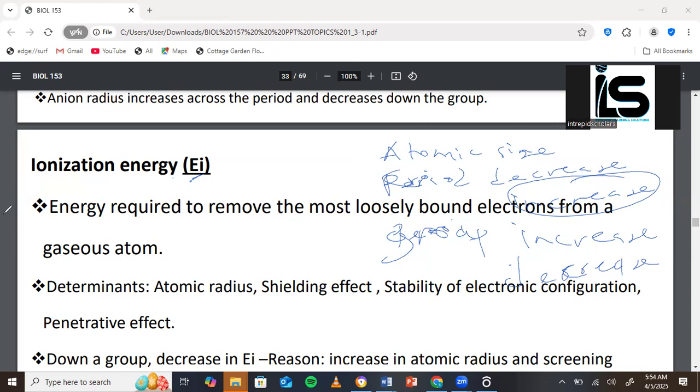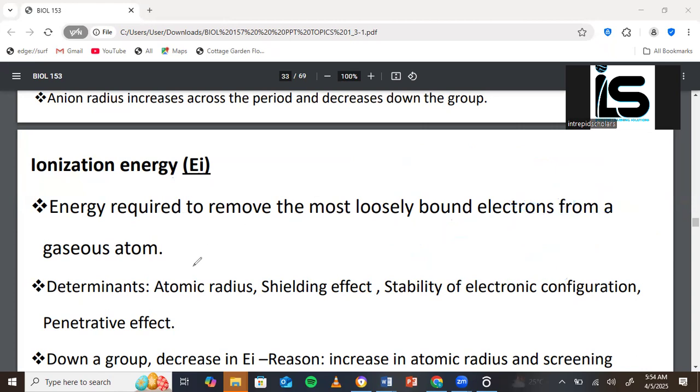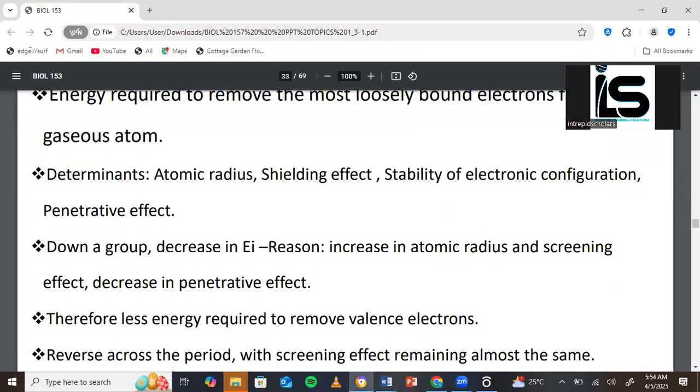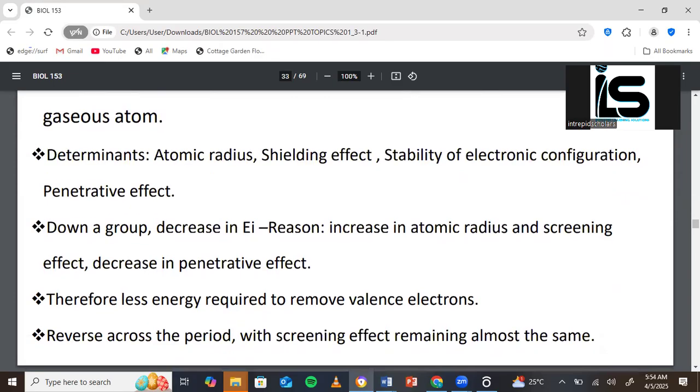Now, this will make keeping the trend very easy for you. But let's come back to ionization energy. We have already defined ionization energy. The determinants of ionization energy are atomic size or atomic radius, which will be affected by the shielding, and the stability of the configuration. Now, this is very important. If you want to remove an electron from a very stable species, like the noble gas, like neon, it is very difficult. So it takes very high energy, right? And then the penetrative power is the last factor.